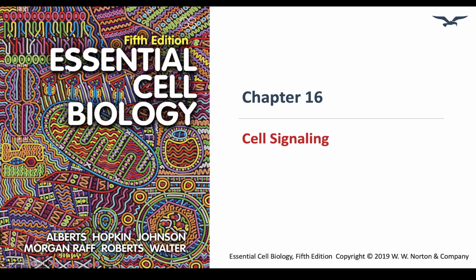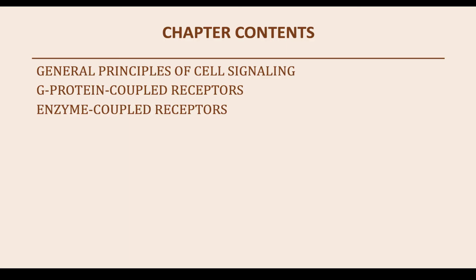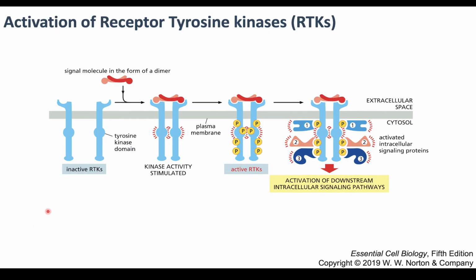So this will be the last video specifically from chapter 16. We're just going to finish up with the enzyme-coupled receptors, in particular receptor tyrosine kinases. I'm going to give you an overview of activation of receptor tyrosine kinases here, but then we will also be focusing on them in the case study on insulin signaling. So insulin binds to receptor tyrosine kinase type receptors. So the case study will be looking at these mechanisms of cell signaling in more detail.